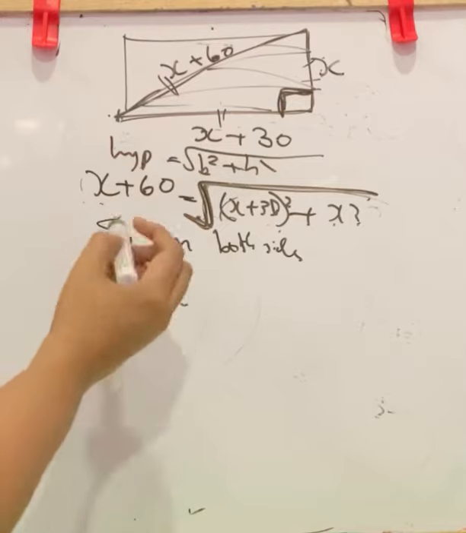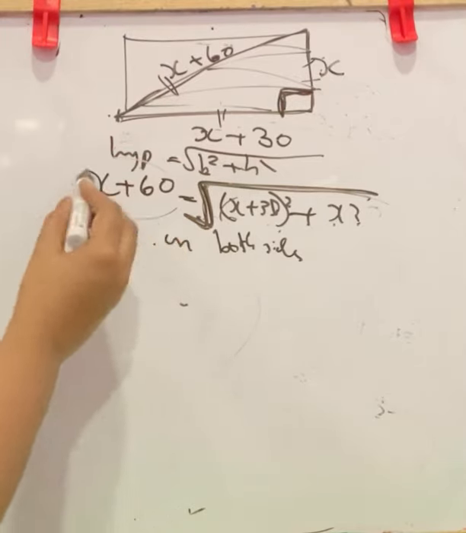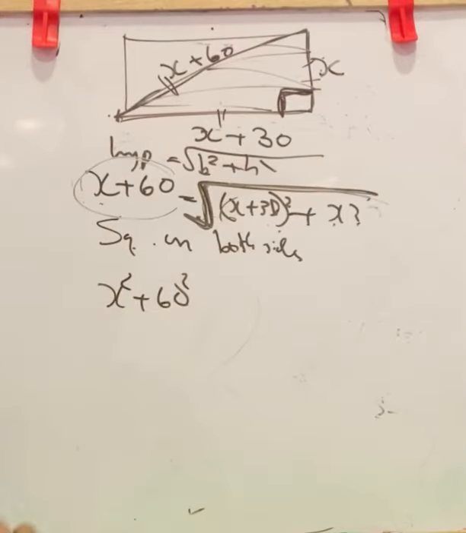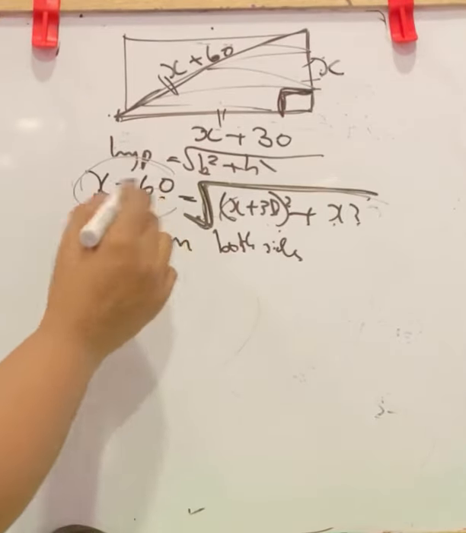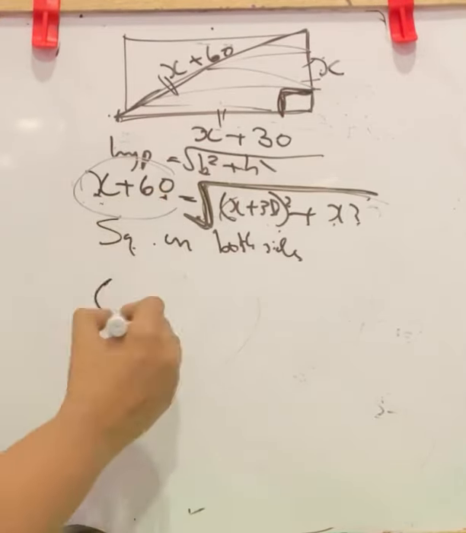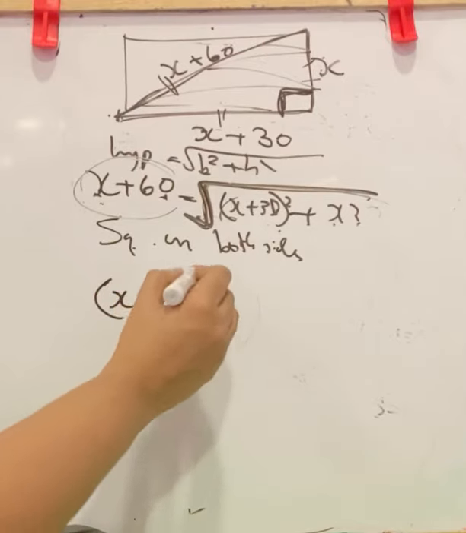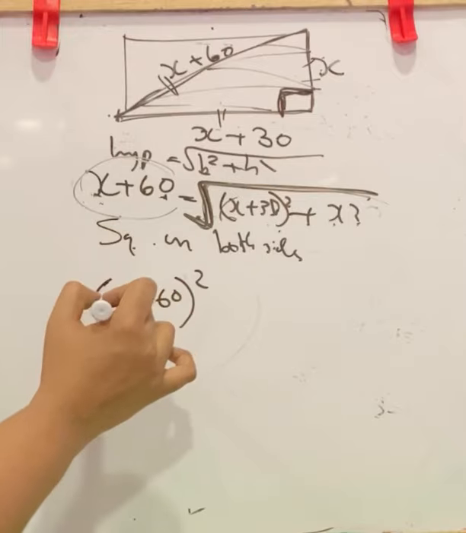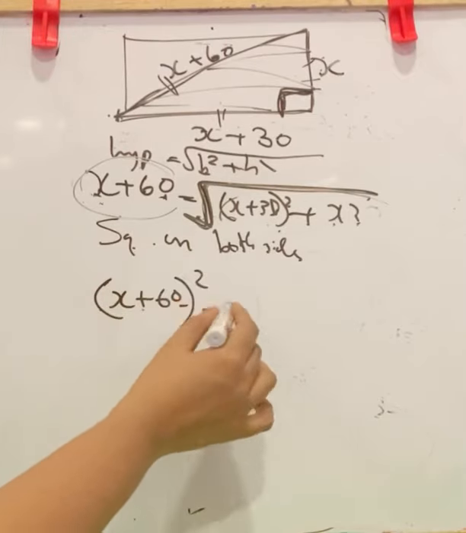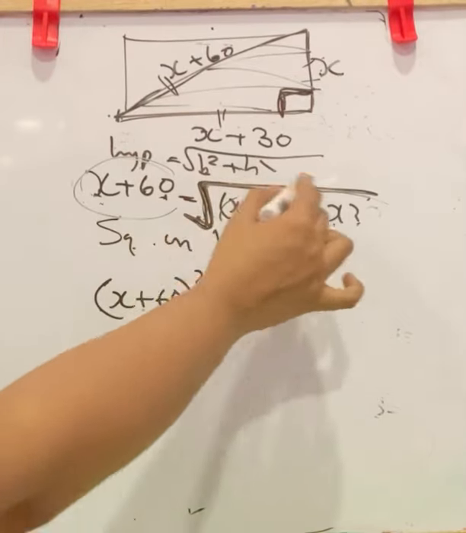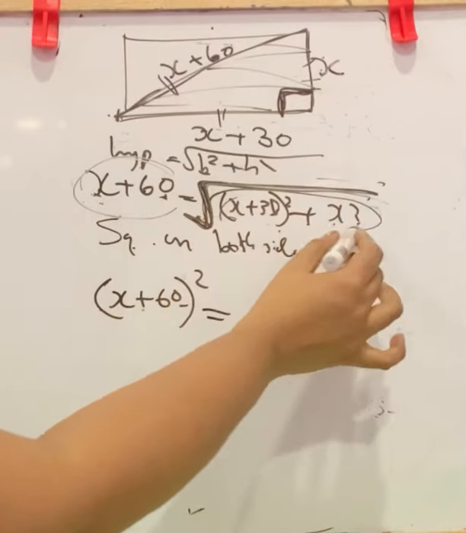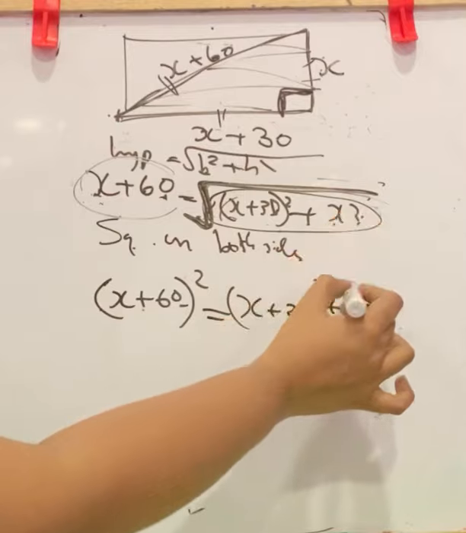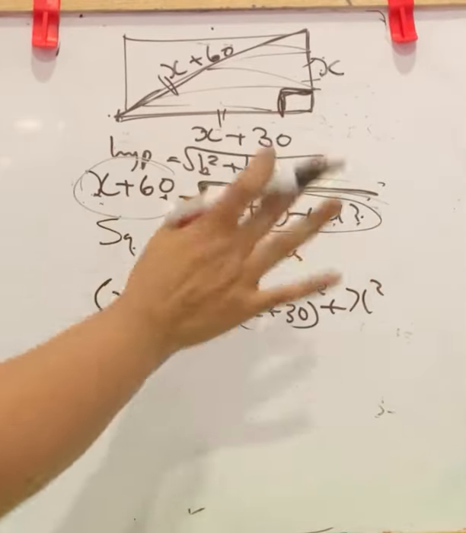After squaring, don't write x square plus 60 square. It is wrong. These terms are dependent on each other. So you have to square it like this, (x plus 60) whole square. This is the correct way. Squaring x plus 60, you will get (x plus 60) whole square equal to this term squared, and this square root will cancel. The left will be (x plus 30) whole square plus x square. Okay, the square root will be cancelled.